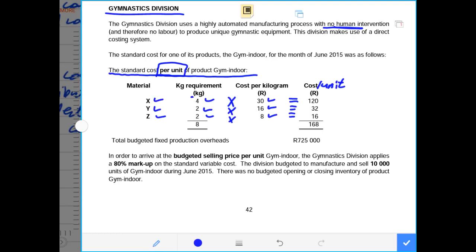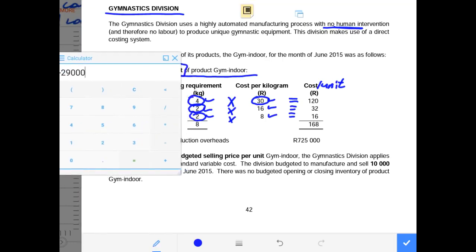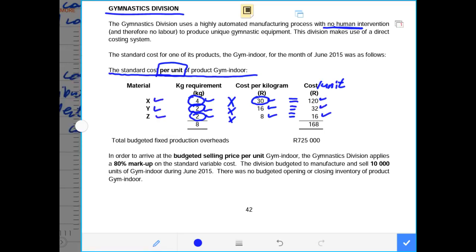This is the kgs required per unit, and this is the cost per kg. If you say kgs times by cost per kg, it gives us the price of 120. Just to calculate one to affirm that, it will be 4 times by 30, it will give us 120. So this is where the 120, 32, and the 16 is coming from. And the total cost of production is 168 rands.